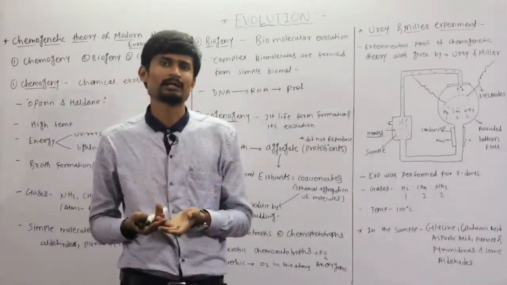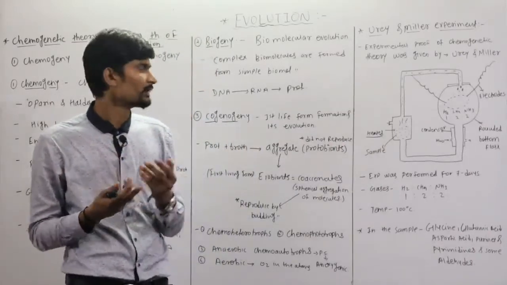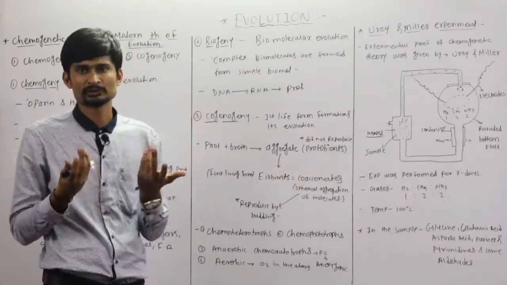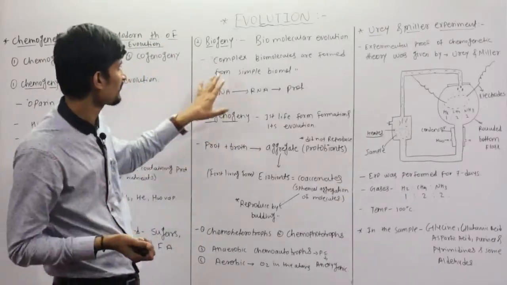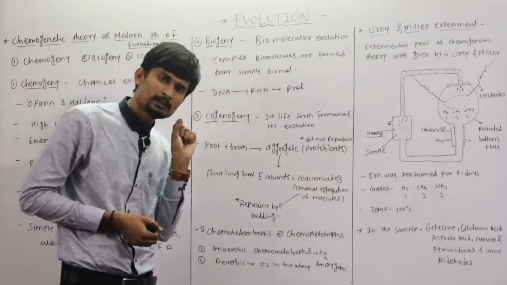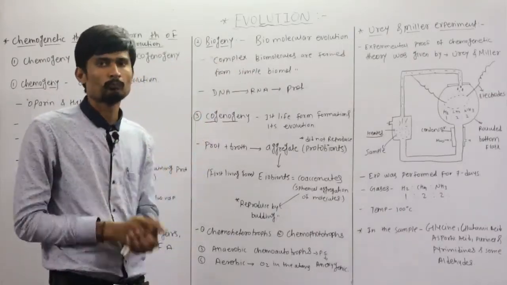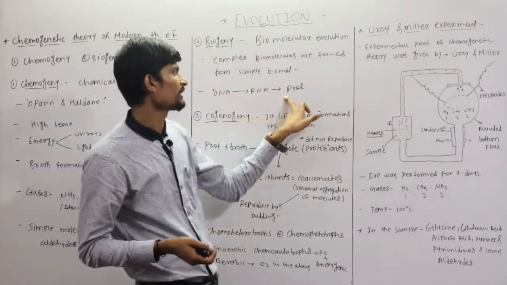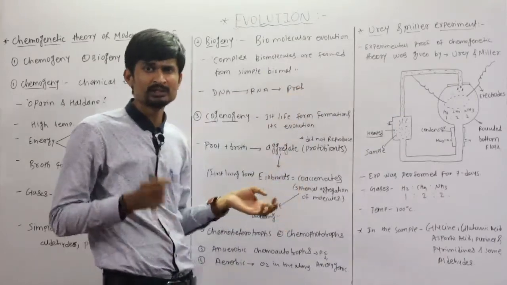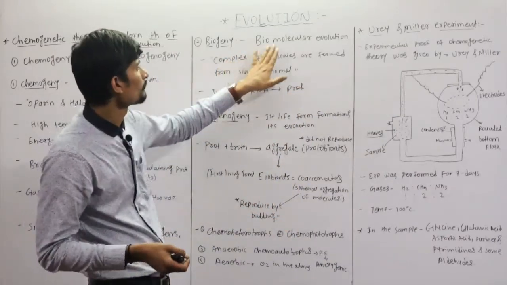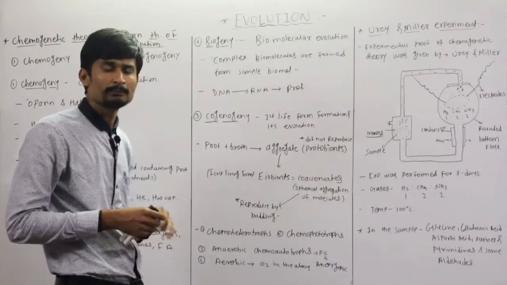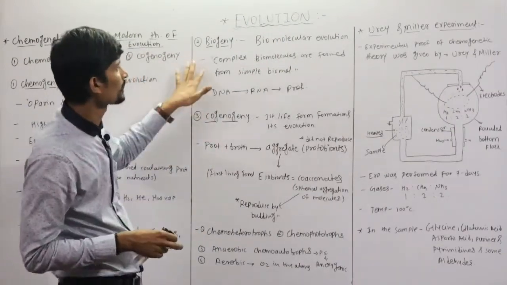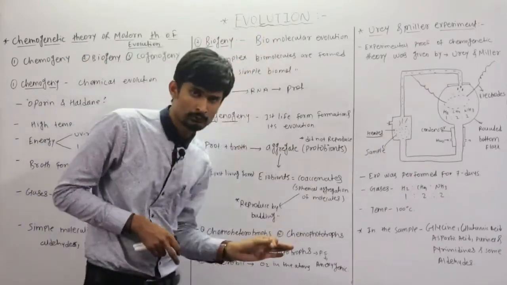From fatty acids and alcohol there is formation of the lipids. And from simple molecules, that is glucose, fructose, there is formation of glycogen. Like this, complex biomolecules were formed from the simple biomolecules. So from DNA there is formation of RNA, and then from RNA there is formation of a complex molecule, that is the protein. So that is the biomolecular evolution, meaning formation of life from the biomolecules. This part focuses on the biomolecular evolution.